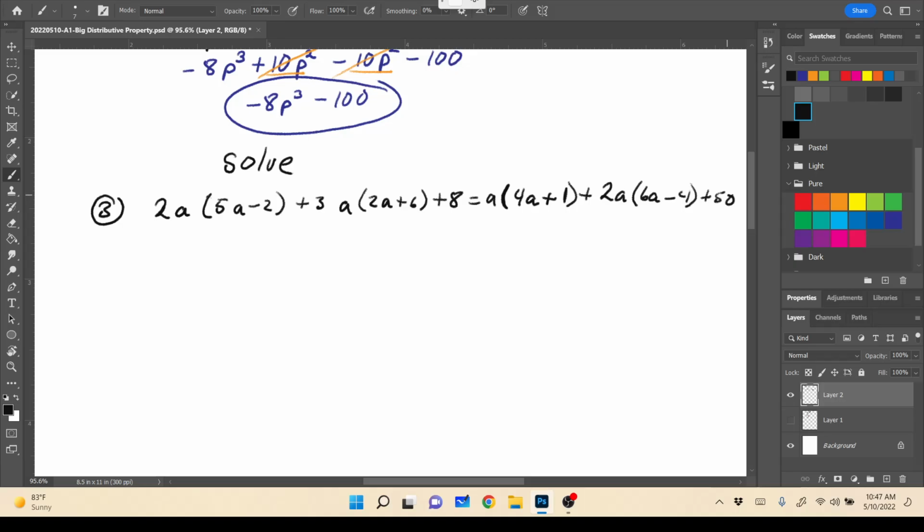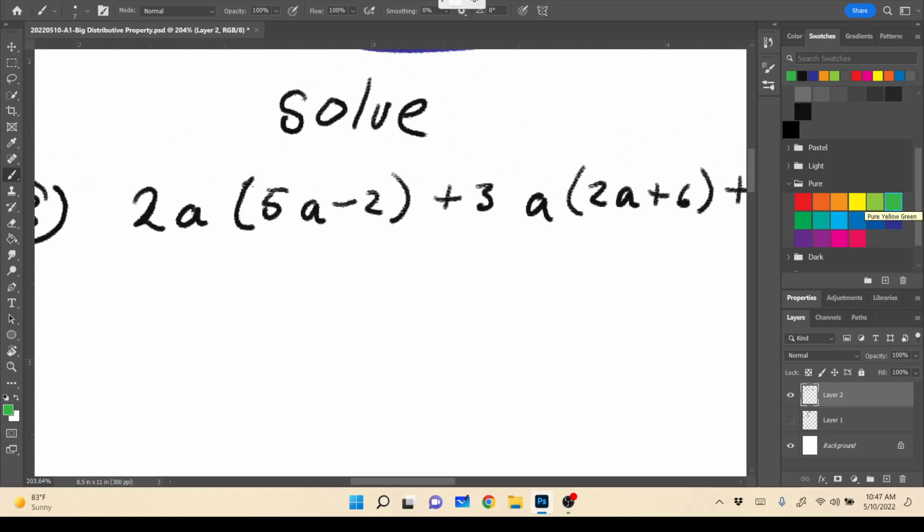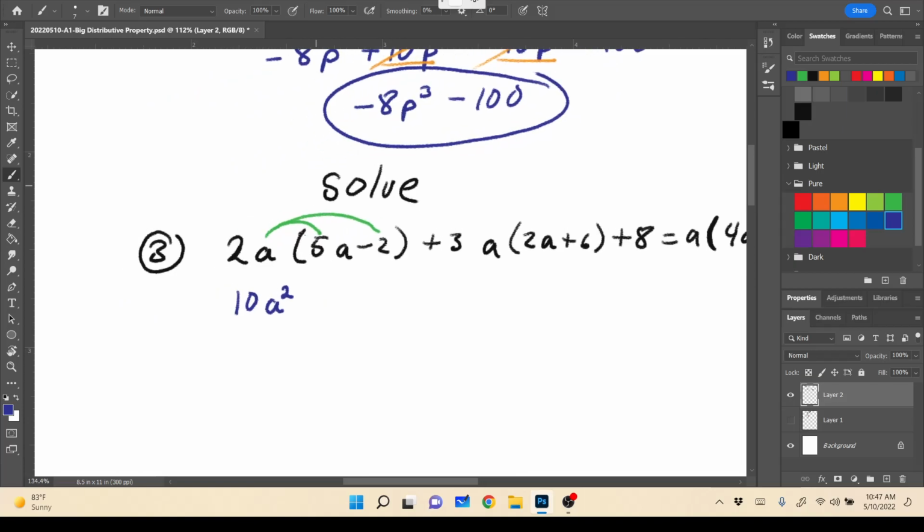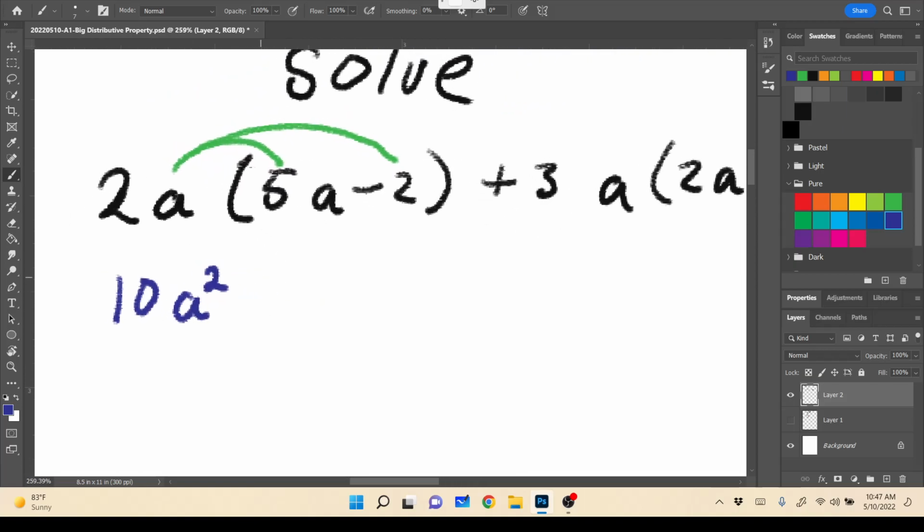So, what should we do? Distribute. We should definitely distribute. 2a times 5a is what? 10a squared. Can you go back? Yes. I couldn't write it all down because I had to write on a new line. I can when I get there. That's reasonable. What's 2a times negative 2? Negative 4a.